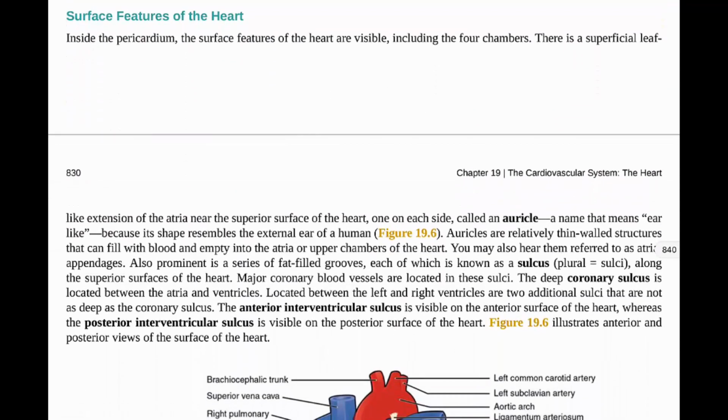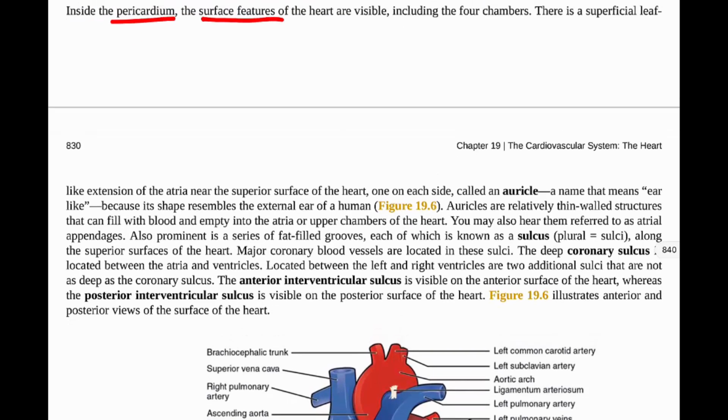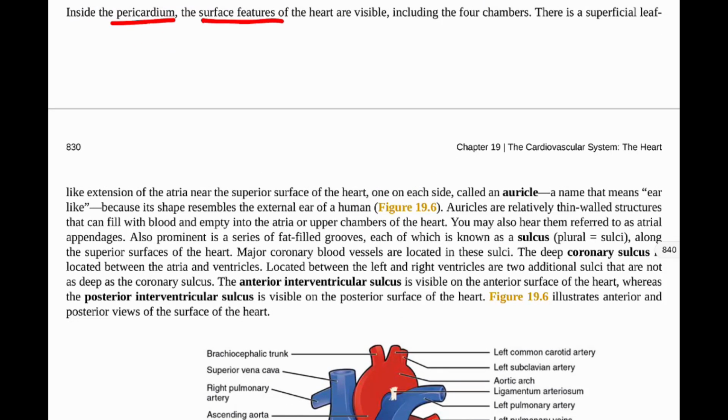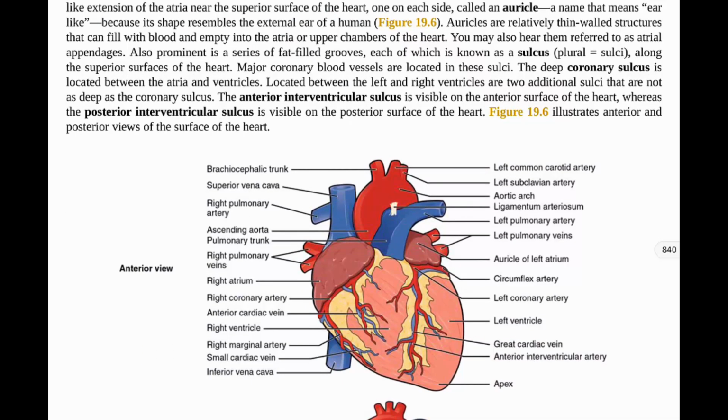So inside the pericardium, we can now talk about the surface features of the heart, the things that we can take a look at, which we've already talked about a little bit. That includes the four chambers. First, there are the superficial leaf-like extensions of the atria near the superior surface of the heart, one on each side, called the auricles. An auricle means ear-like, because it resembles the external ear of a human. I always thought of it as resembling the external ear of a floppy-eared dog, because they're kind of floppy and attached to the outside.